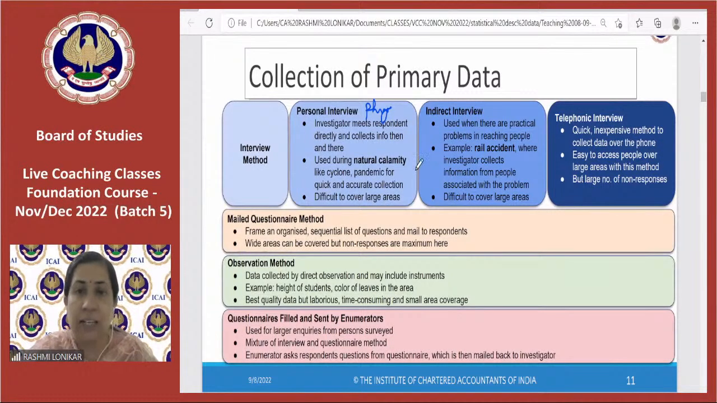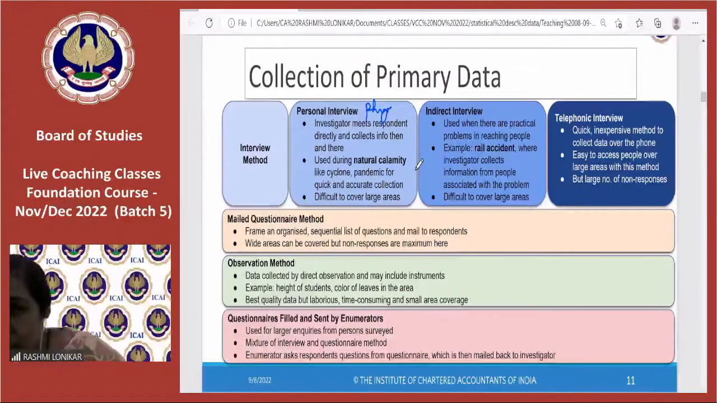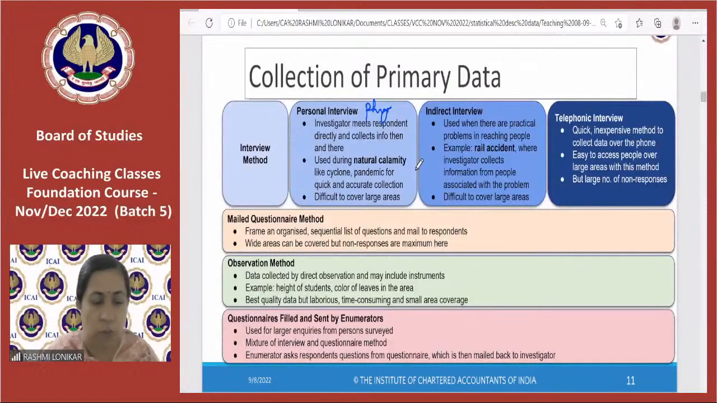The second is the indirect interview. What happens in the indirect interview is that suppose there has been a severe accident, and then we ask people nearby, who are staying nearby, whether they know about the accident or what they heard. So that is the indirect interview. Again, the disadvantage here is it is very difficult to cover large areas.